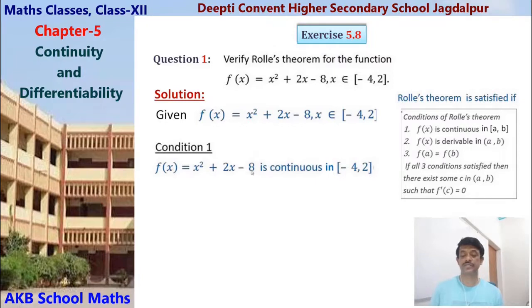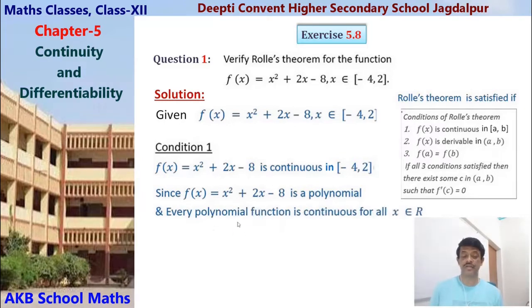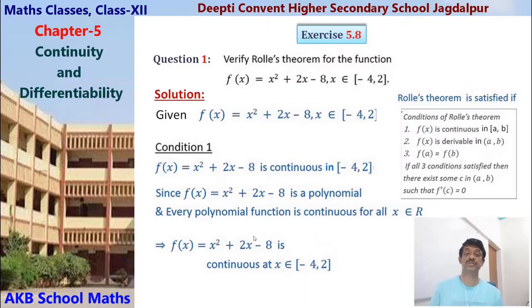The first condition: f x is continuous in the closed interval. Since we know that a polynomial function is always continuous, here the given function is a polynomial, and every polynomial function is continuous for all x belongs to R. So this implies that the given function is continuous in the closed interval minus 4 to 2, because every polynomial function is continuous for all real numbers. So the first condition is satisfied.